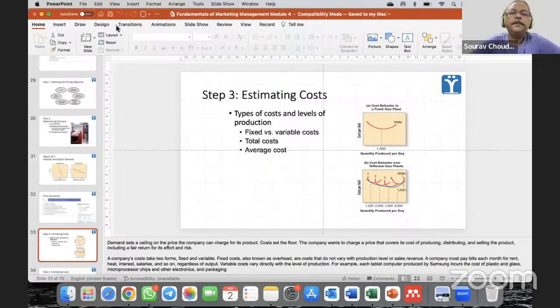I want to stop it here and ask you guys, just think about why does the cost go down? Just because there is less demand? No, no, I'm talking about production. I'm talking about production cost.